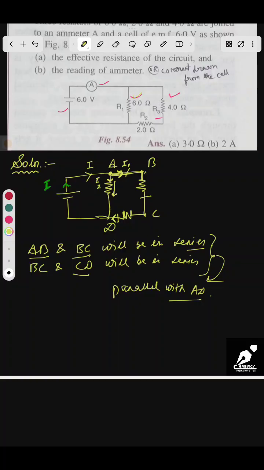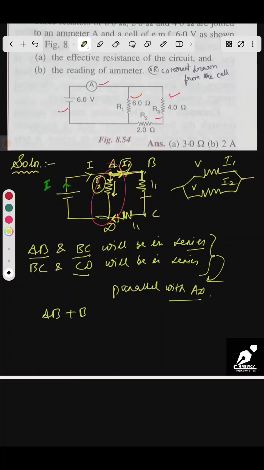Now the current in AD is I2, which is different from I1. Current is different in two branches when the two branches are in parallel, because in parallel, voltage remains the same and current becomes different. So if current I2 is different from the current I1 here, obviously AB, BC, CD, which are in series, will all together be in parallel with my branch AD, right? In that case, what will be the equivalent circuit?